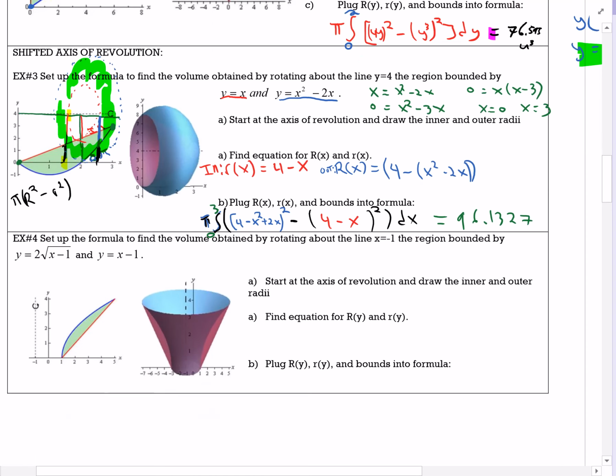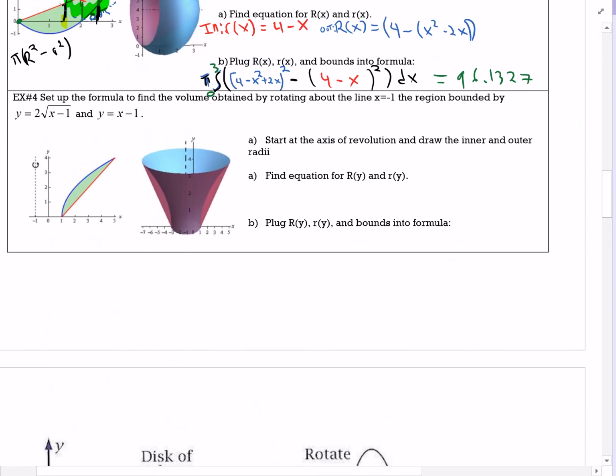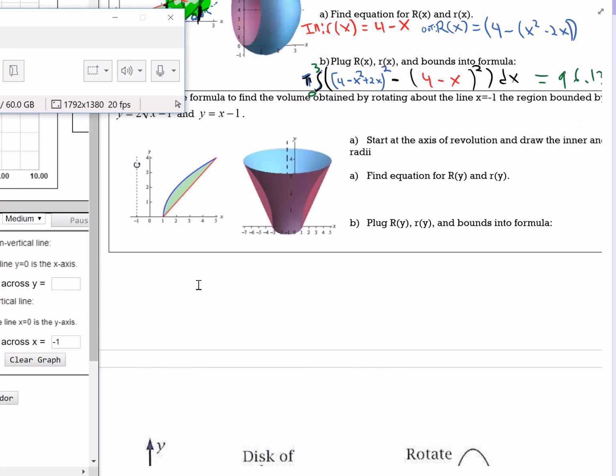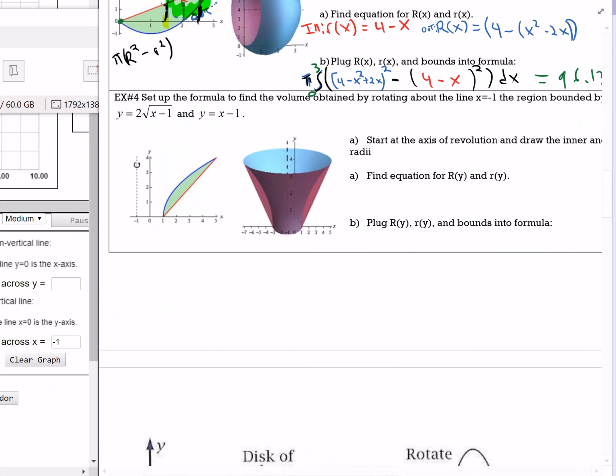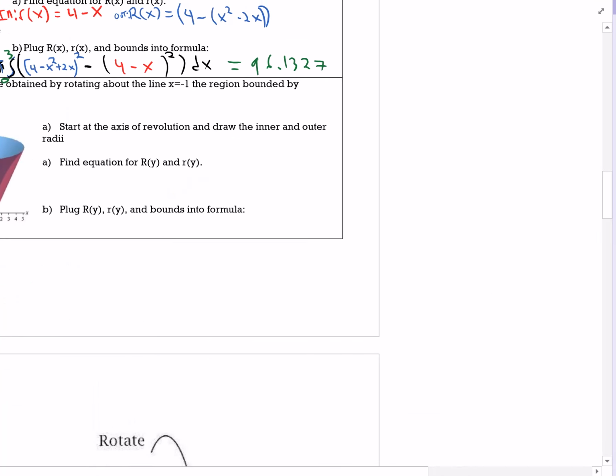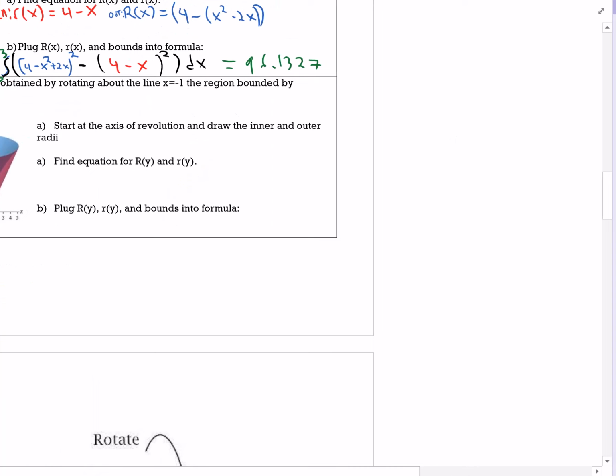Alright, so we got one more example to go through here together, and then you'll practice in class. Okay, so here's another example. We're trying to find the volume obtained by rotating about the line x equals -1, so you can see that drawn over here, right? We're rotating about that line -1. The functions are y equals 2 times square root of x minus 1, and y equals x minus 1. So again, let's just identify which one's which, right? This one is the curvy one, and the red one is the line in this case.